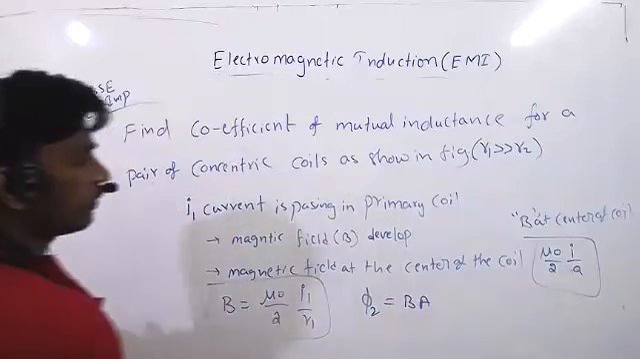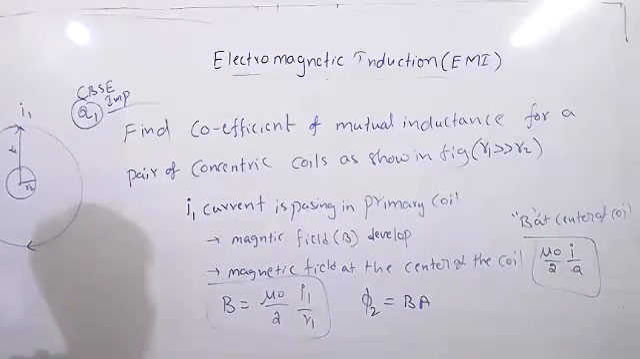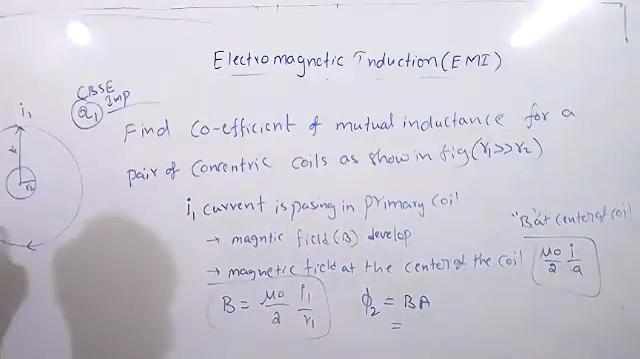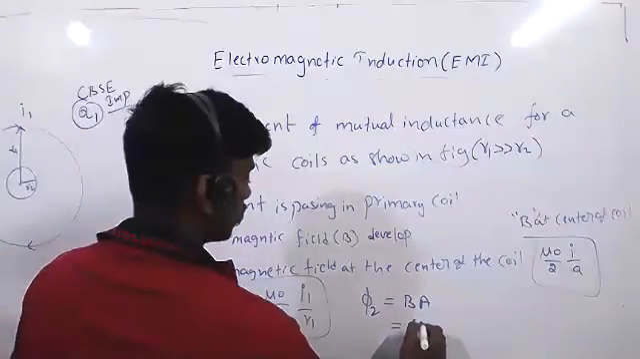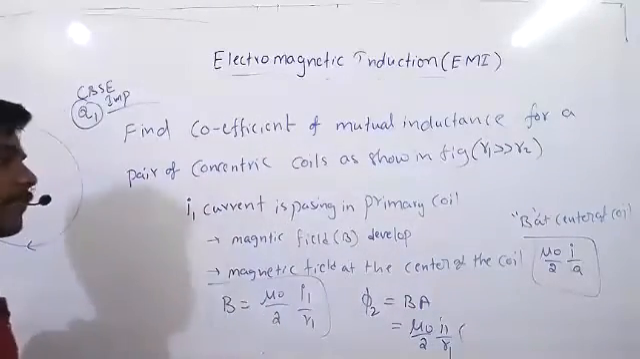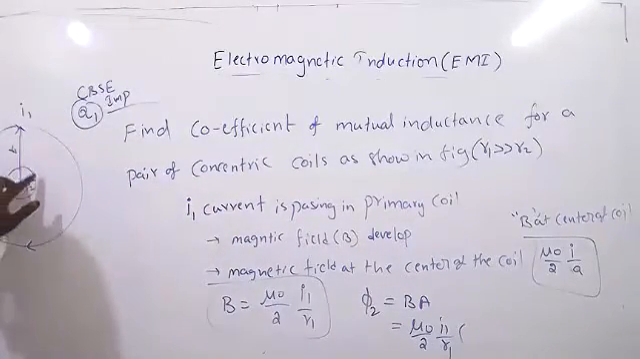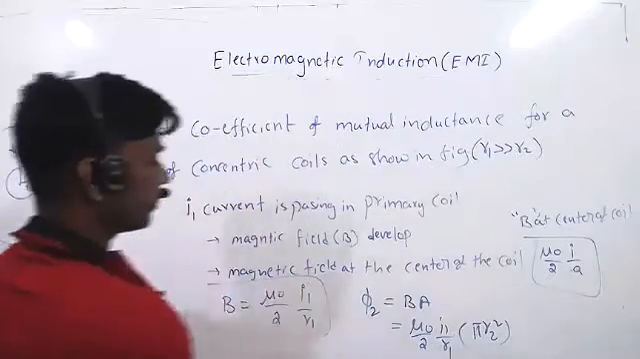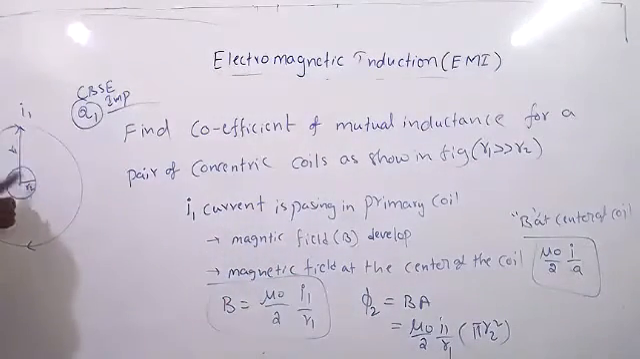BA sin theta, or BA cos theta. What will happen? BA cos theta. So BA, this magnetic field is due to what? Magnetic field is due to this one, μ0 by 2 I1 by R1. A, what is the area? Which area we have to write? We have to write area of the second coil, that is πR2 square, because flux is passing through which coil? Secondary coil. So area we have to write this one.